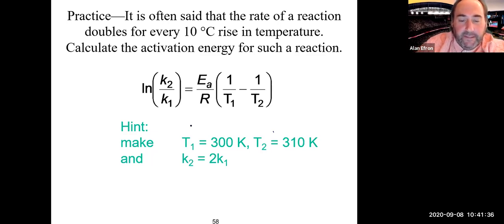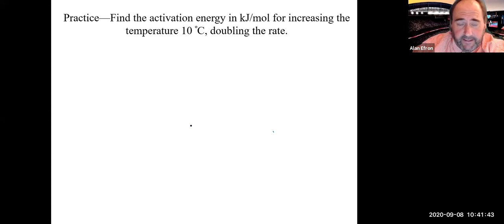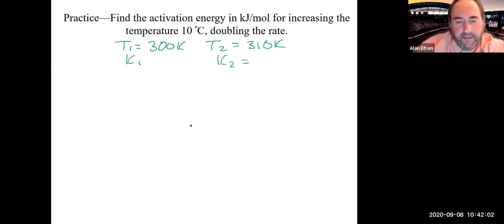So we got T1 and T2. We're really doing a 10-degree difference, and in reality, you can choose any 10 degrees, but we'll go with what they had, which was T1 equal to 300 Kelvin and T2 equal to 310 Kelvin. And they said that K2 was twice as fast as K1, or the rate doubled. So that means K2 is equal to 2 times K1.